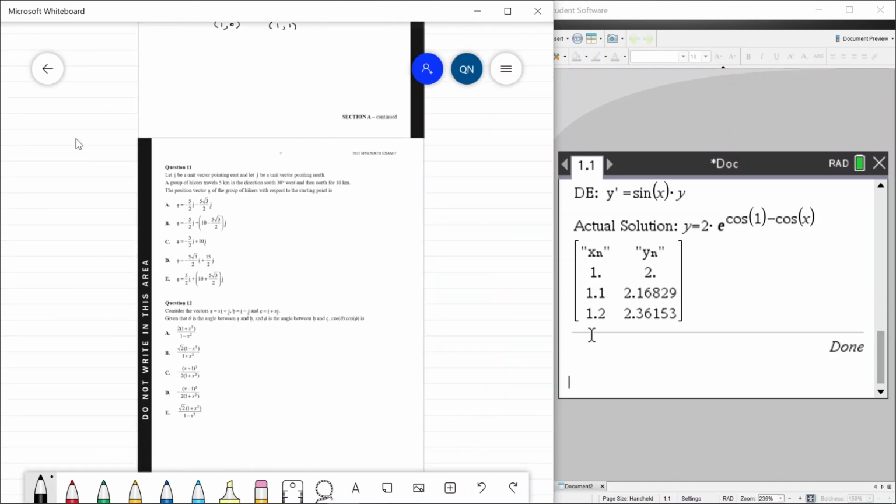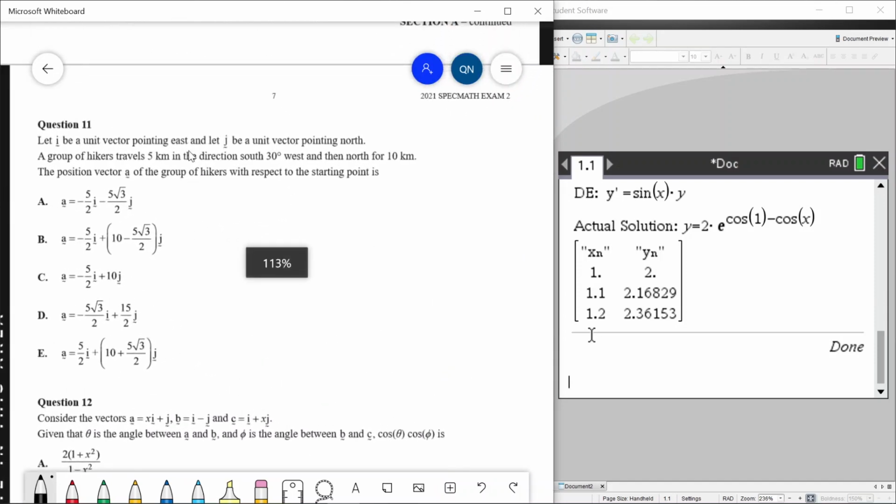All right, question 11. What do we have over here? We have i as a unit vector and so on. And we want to find the position vector of A. So what's happening over here, let's draw up a little picture. We're going to start at the origin and we're going to go down 5 kilometers south, 30 degrees west, like so. And then we're going to go up, so this is 5, and then we're going to go up 10 kilometers.